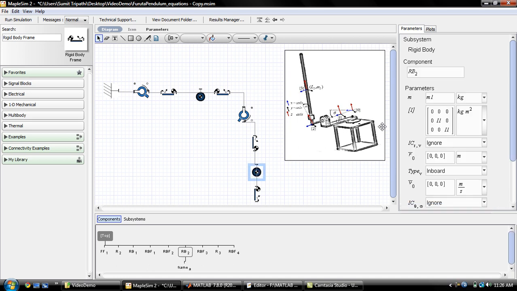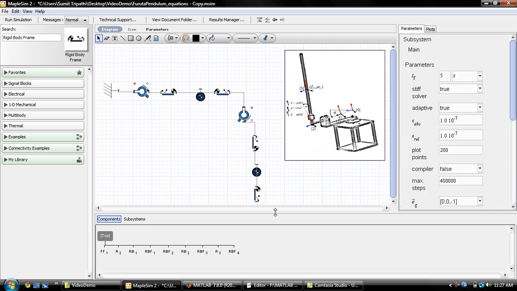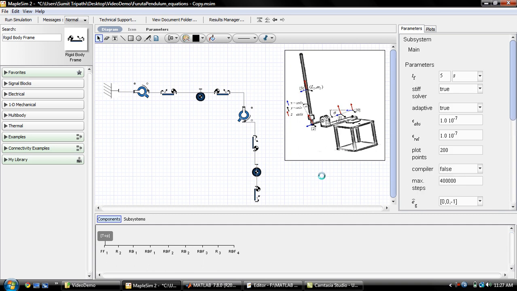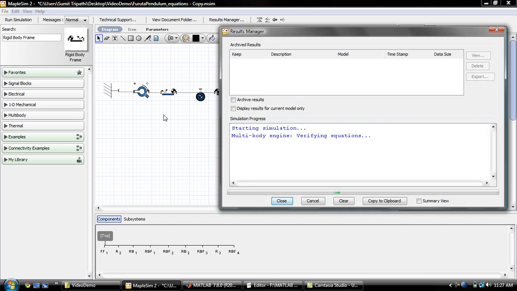The mass of the second pendulum link is M2. The link is assumed to be symmetric about the x and y axes, so the moment of inertia about the x and y axes of the center of mass is taken as I2 and I2. Again, the moment of inertia about the z axis is negligible. Now our model is ready to simulate. We will just hit run simulation.